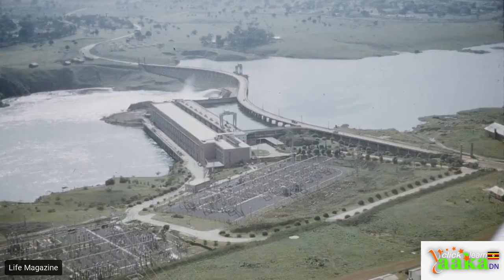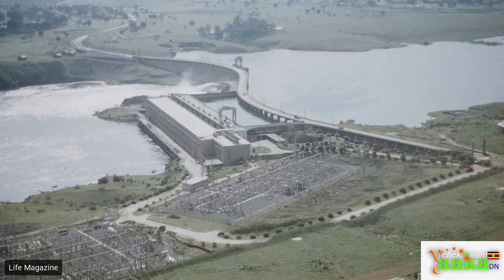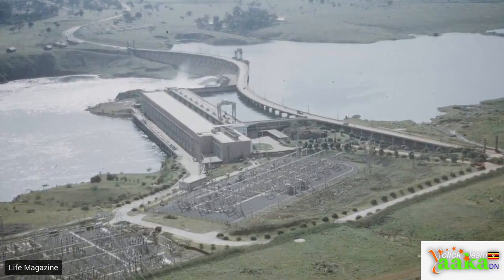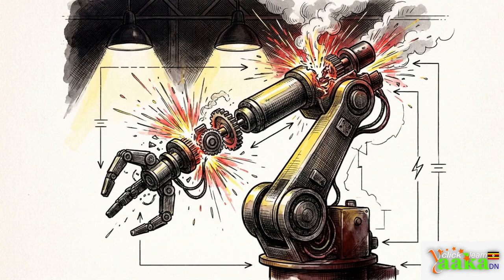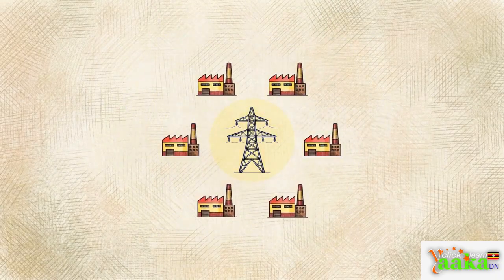The second critical factor is power. Modern industrial machines require massive, continuous streams of electricity. A frequent loss of power can ruin expensive equipment and halt entire production cycles, which is why many factories are built near major energy sources.